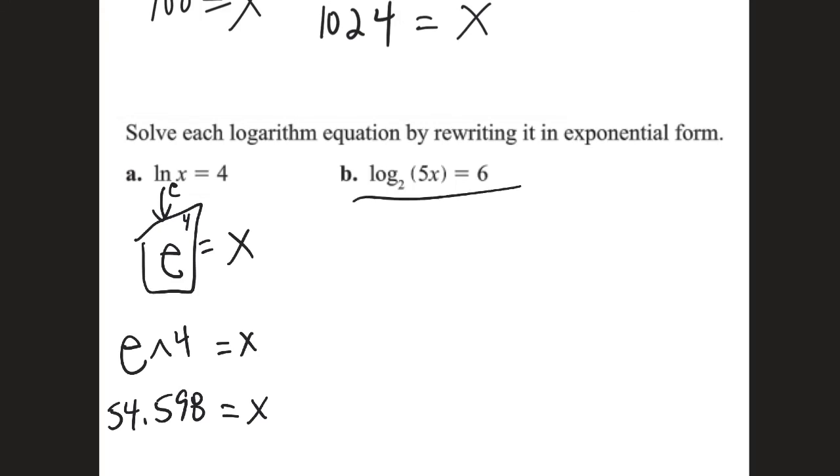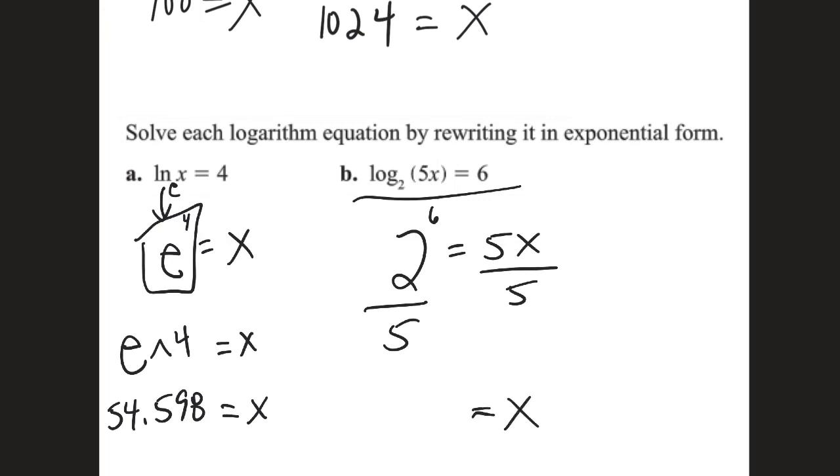Looking at B, I'm going to change this to exponential form. 2 raised to the power of 6 equals 5x. If I want to get x alone, I'm going to divide both sides by 5. So what I'm putting in my calculator is 2 to the power of 6 over 5, which is 2 times 2, which is 4, times 2 is 8, times 2 is 16, times 2 is 32, times 2 is 64. It's 64 over 5. I'm going to leave it that way. If WebAssign wants you to put it in as a decimal, you just put it in the calculator and find the decimal form.